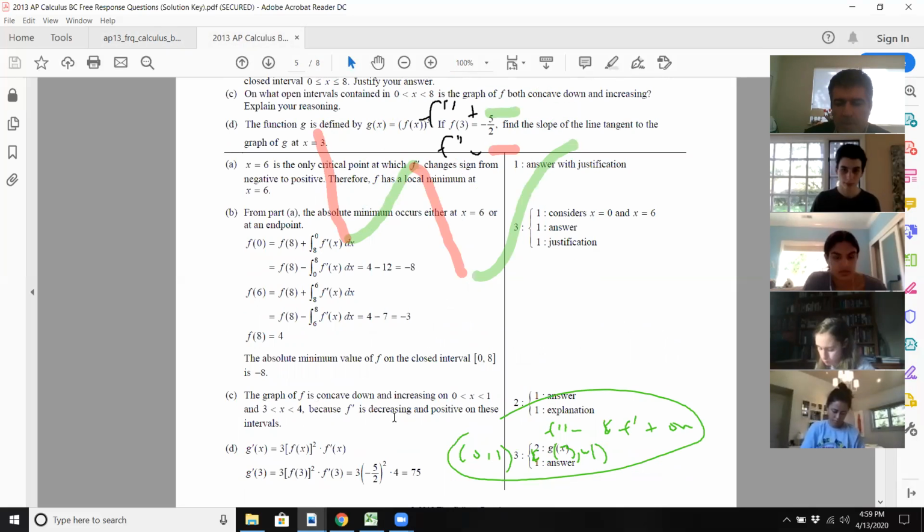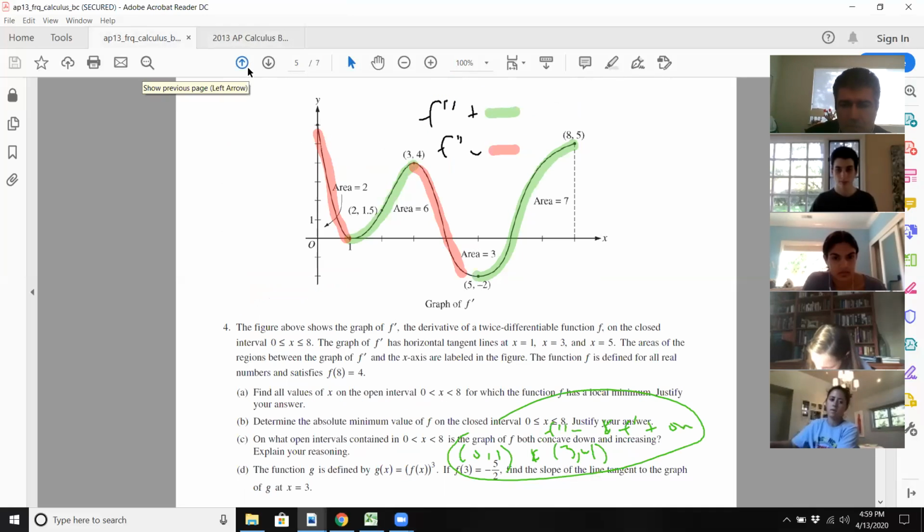This f prime is decreasing. Definitely f prime is positive. I want to say that, but if you say f prime is decreasing, it's the same thing as saying f double prime is negative. Same thing. But you're saying rate of change is decreasing. That would imply f double prime is negative.